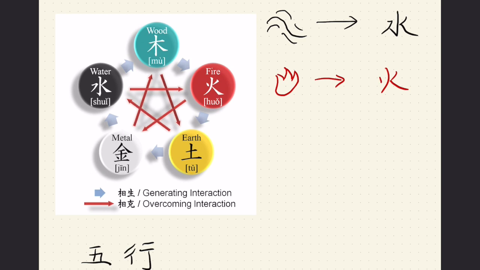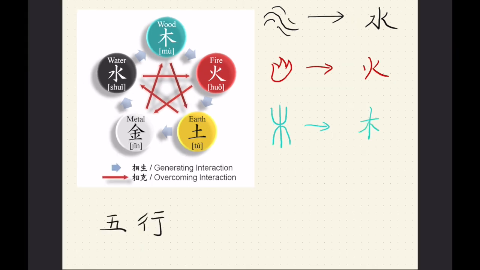The next one is a profile of a tree. You would have the branch, the trunk, and the root. This is, of course, wood, and it's pronounced 木. You would get this. It is a profile of a tree.